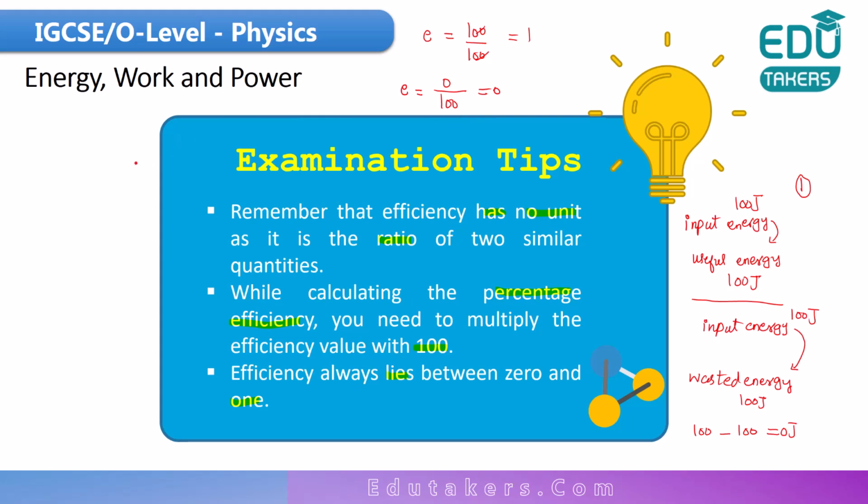If I suppose that I have total input energy which is equals to 80 joule, then 20 joule is wasted energy. What would be the efficiency of that system? You have to solve this question and tell me the efficiency value that you get here.